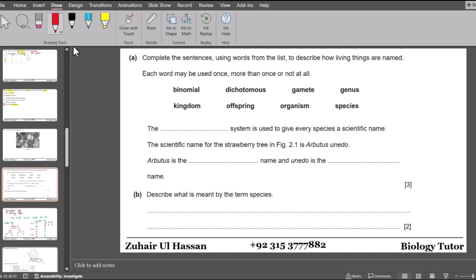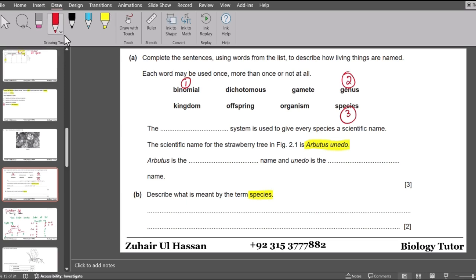First of all, the binomial system is used to give every species a scientific name. The scientific name of this particular organism is given here. The first name would always be the genus name and the second name would always be the species name. Writing all these names correctly in the blanks will give you 3 marks. Part B of the same question says, describe what is meant by the term species. Again and again you will face this type of question, in which you will be asked to define what is meant by the term species.